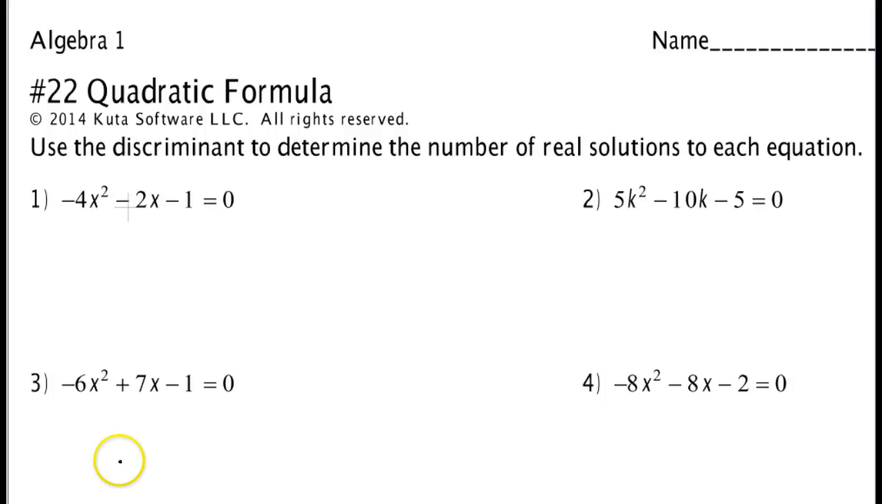Let's get a reminder of what the discriminant is. So go ahead and write out the quadratic formula, and draw an arrow pointing at the discriminant. Where is that?